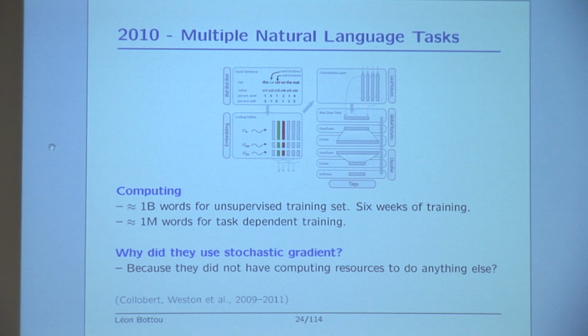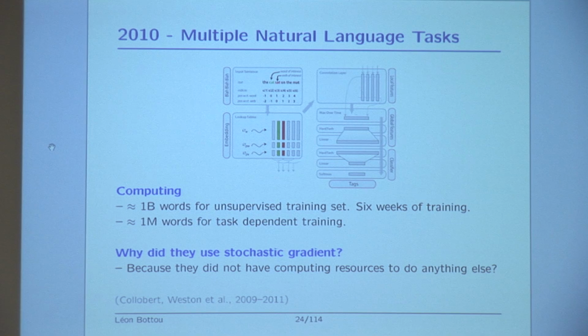Now, the training set for training the unsupervised part of it was basically all of Wikipedia plus all of Wall Street Journal. That's about 1 billion words. And training was 6 weeks. So if you look at the earlier examples, training was 3 weeks. It seems that after 3 weeks, we break down. We can't wait anymore. And this time was 6 weeks.